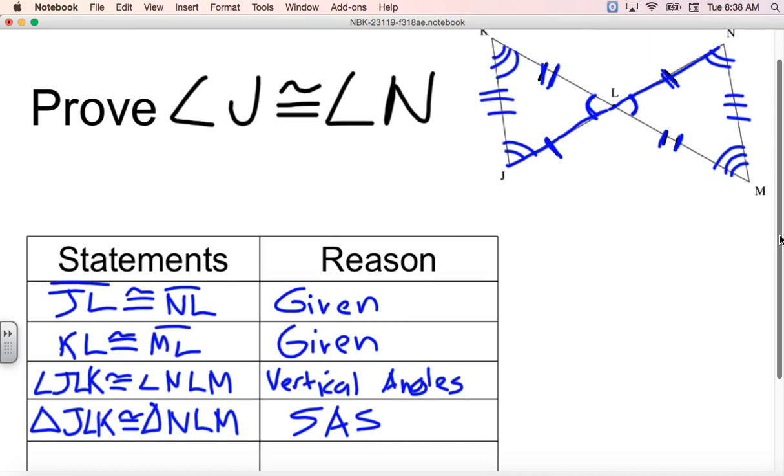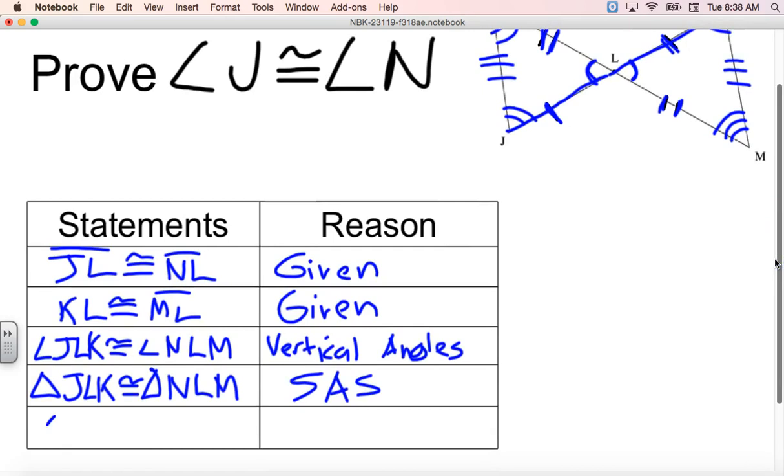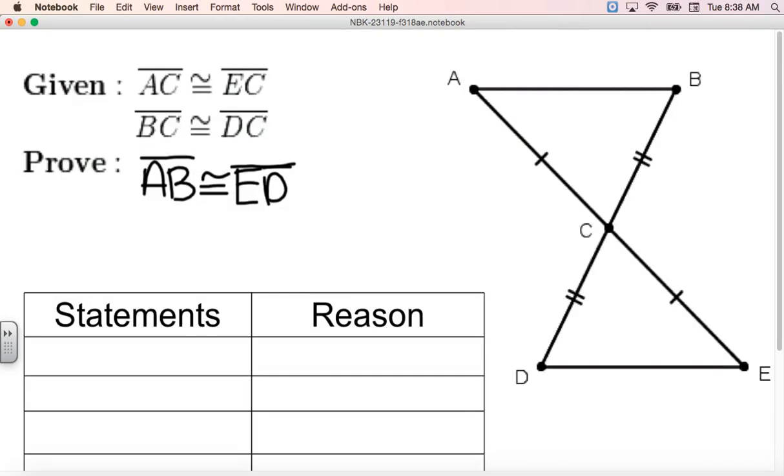So we know we can write our proof now. What we're trying to prove is angle J is congruent to angle N. Now we can say that down here. Angle J is congruent to angle N because of CPCTC. Once we found this right here, we can use this. All right, but not until we show that the triangles are congruent. You got to know you got the same car before you can say the parts in the car are the same. All right. So let's do one more, and then I'll let you guys try one.